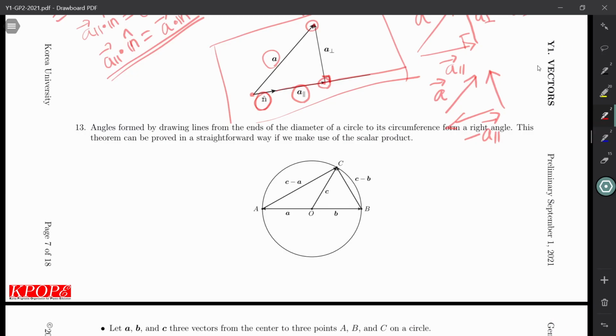Let us consider a circle. Angles are formed by drawing lines from the ends of a diameter of a circle. This is a circle, and this is a diameter. We have 3 radii. Vector a, vector b, and vector c are 3 radius vectors. And capital A, capital B, if we connect, then the center O is along the straight line AB. That means the line segment AB is a diameter.